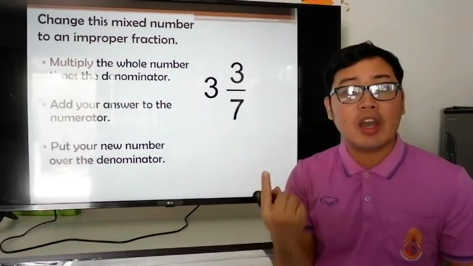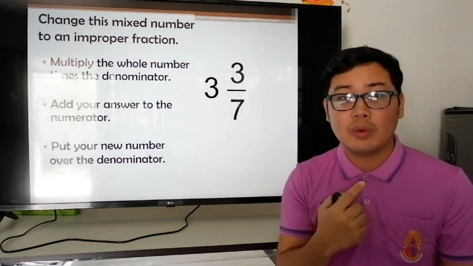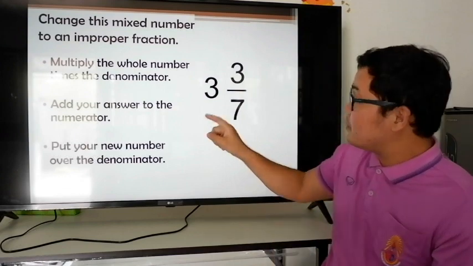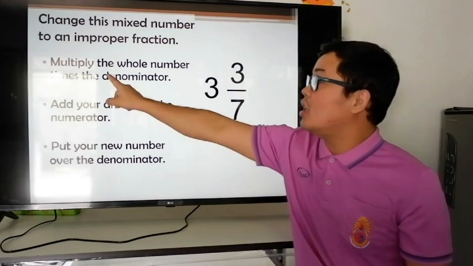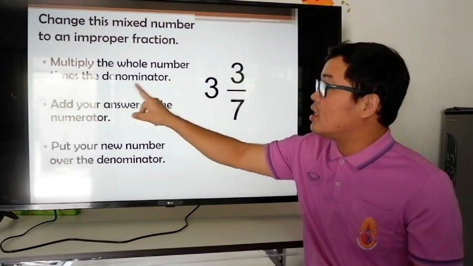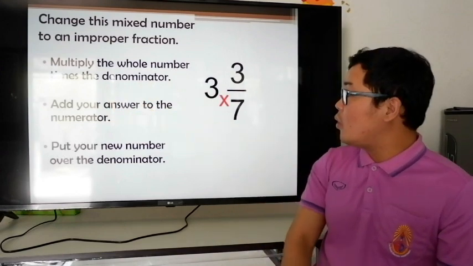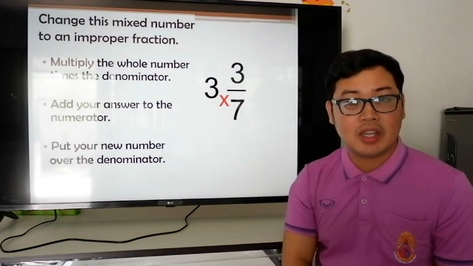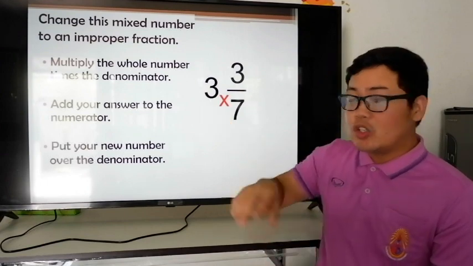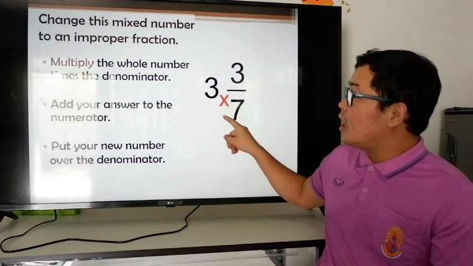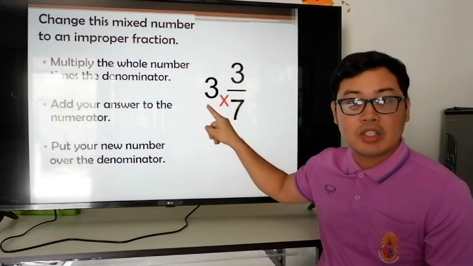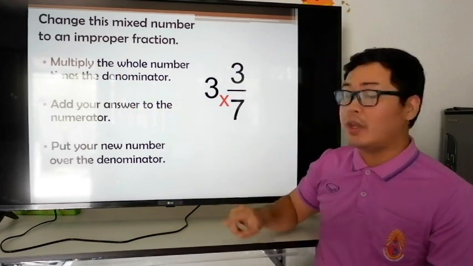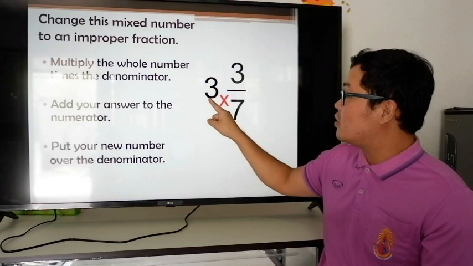So first, you have to identify what our denominator is. In this fraction, our denominator is 7. According to the step, multiply the whole number times the denominator. So we are going to multiply 7 times 3. Did you get it? Because this is our denominator and this is our whole number, we have 7 times 3.